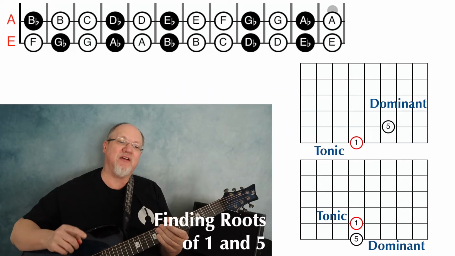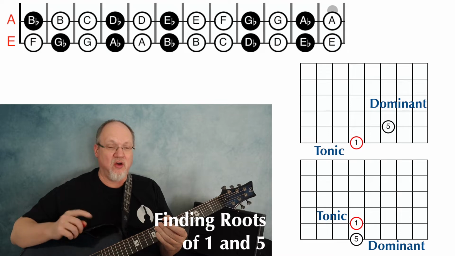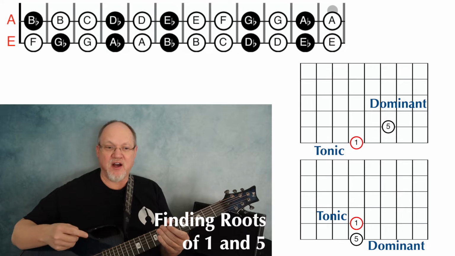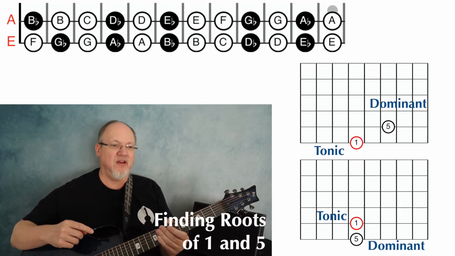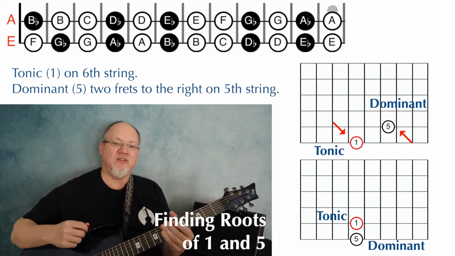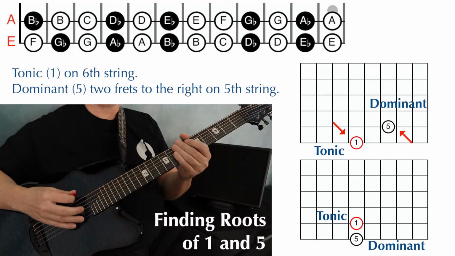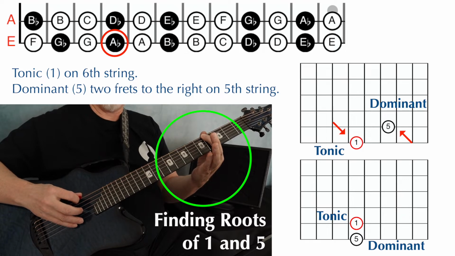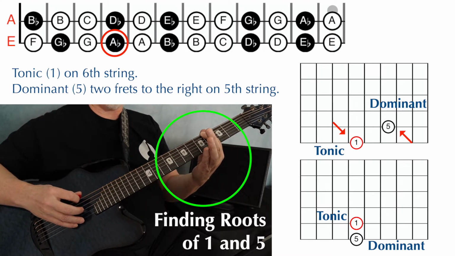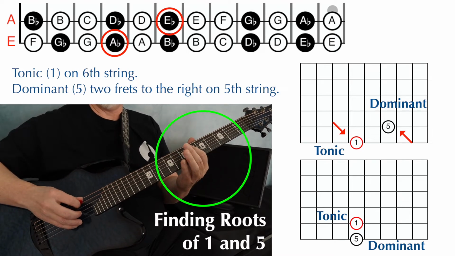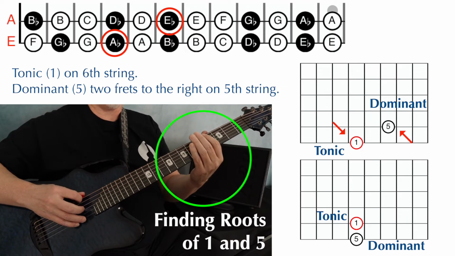These fretboard diagrams show how to find the 1st and 5th scale degrees, or your tonic and your dominant. The tonic, or 1, and your dominant, your 5, are labeled inside the circles. And if your tonic, or 1, is on the 6th string, the dominant is always going to be 2 frets to the right on the 5th string. So let's say tonic is A flat and you're playing your A flat on string 6 at the 4th fret. Your dominant, or your E flat, is always going to be 2 frets to the right, 1 string down on the 5th string. 1, 5, 1.